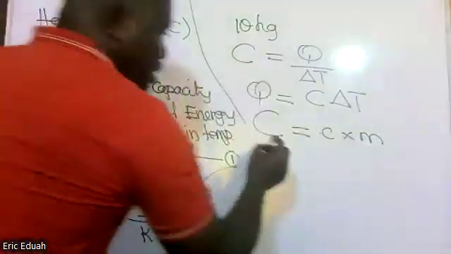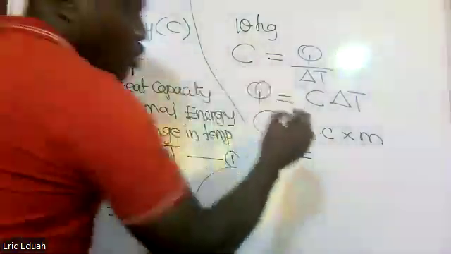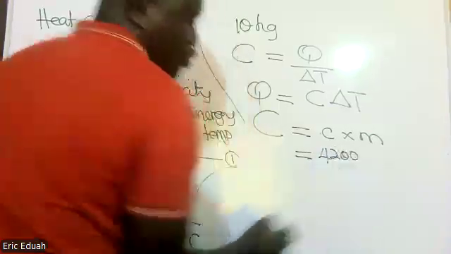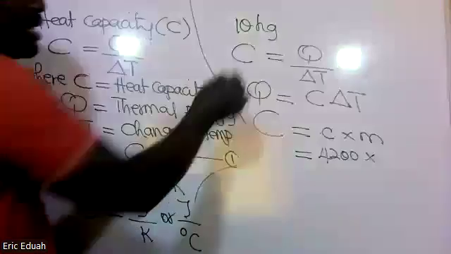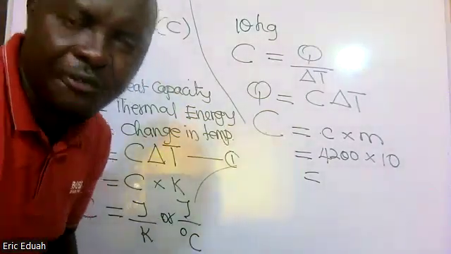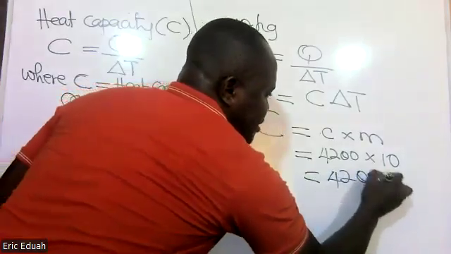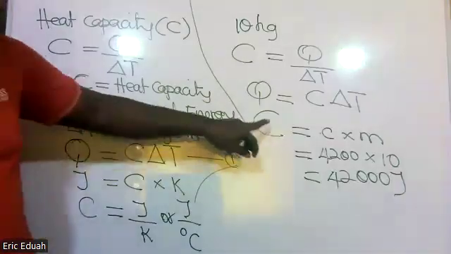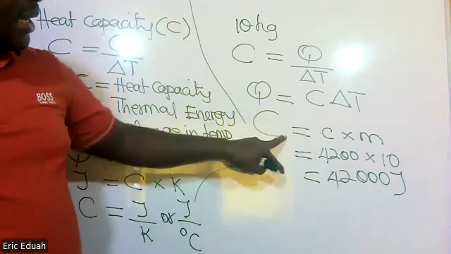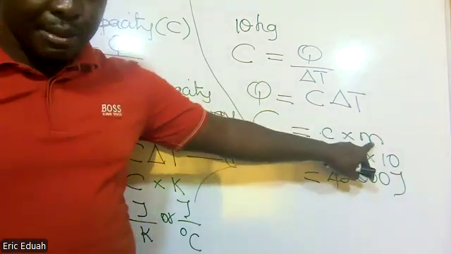So I'm giving 10 kilograms of water to calculate its heat capacity. Knowing the heat capacity of 1 kilogram of water, which is 4,200, times the total mass, which is 10, this implies that the heat capacity of 10 kilograms of water will be equal to 42,000 joules. So heat capacity relates to specific heat capacity by this formula: big C is equal to small c, the specific heat capacity, times the total mass.